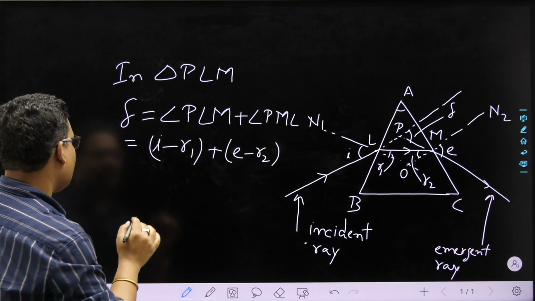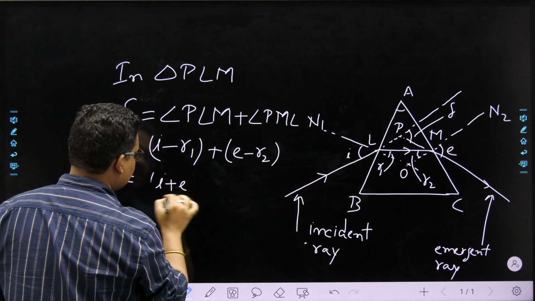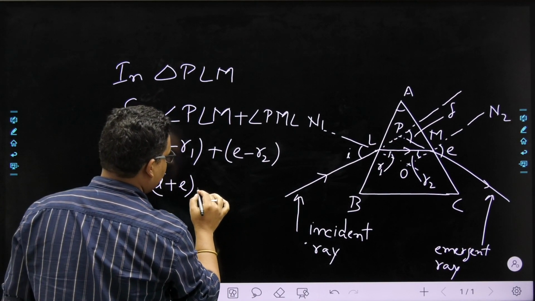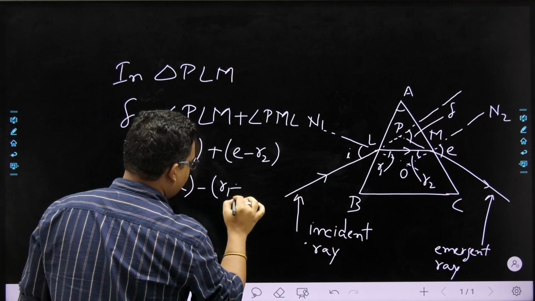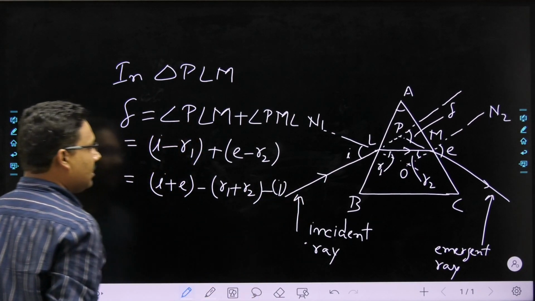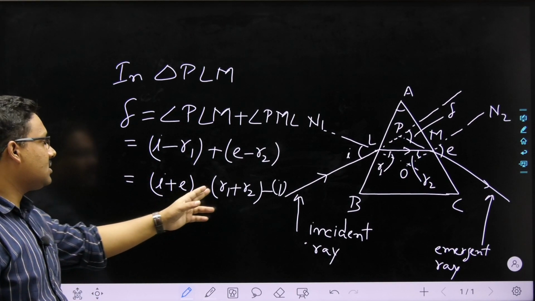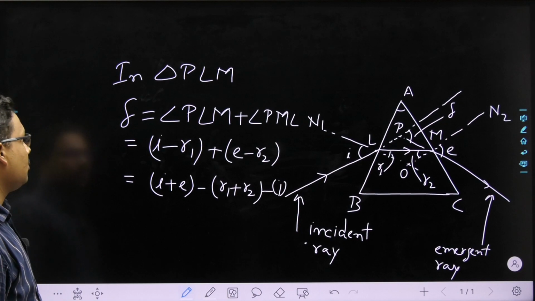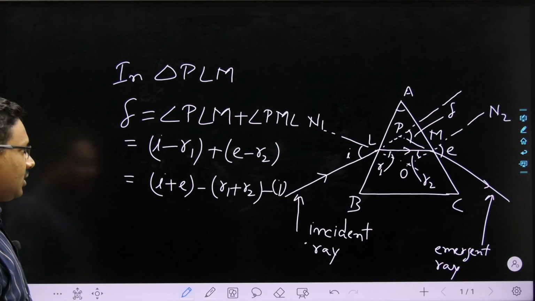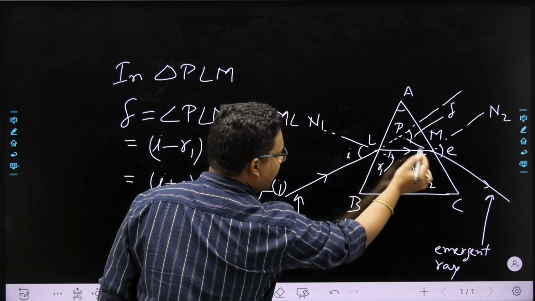Clear? Now solving this further, we will get I plus E minus R1 plus R2. This is equation 1. I plus E minus R1 plus R2. So this is the equation 1. Okay. Now we will take the next triangle, triangle OLM.